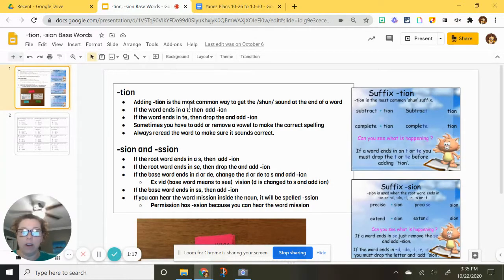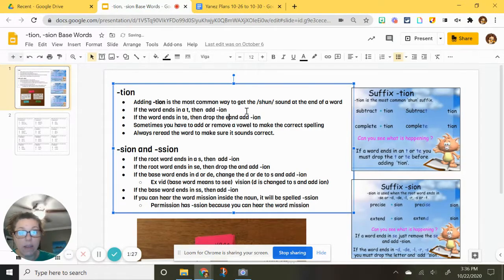Like if the word already ends in a T, then you only add ion. Or if the word ends in TE, you drop the E, and add ion. Then sometimes you do have to remove a vowel to make the spelling correct, and I will show you a little bit of that. And always reread the word to make sure it sounds correct.